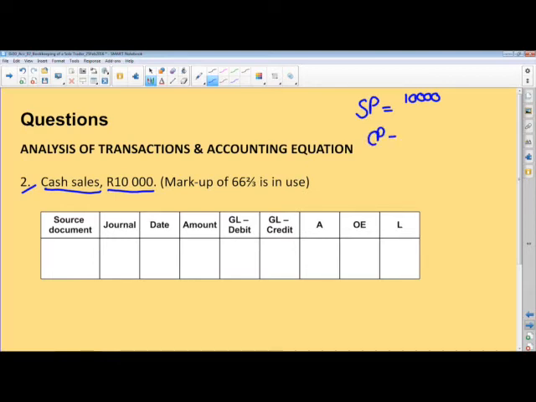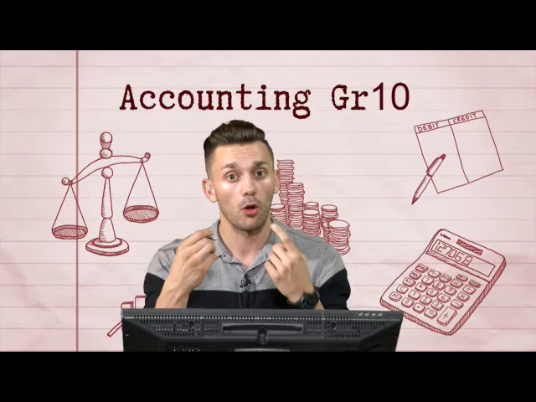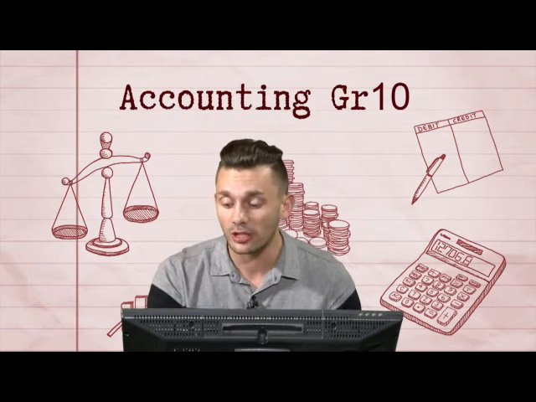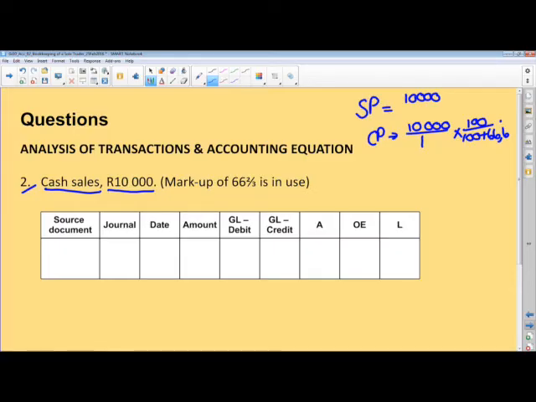So cost price will be sales over 1 times 100 over 100 plus 66,6 recurring. Now on your calculator, you need to use at least 4 sixes. Now remember, what did I do? If you look at 100 divided by 166,66, you'll get smaller than 1. If you get something smaller than 1, you know that your cost price will be smaller than your selling price.